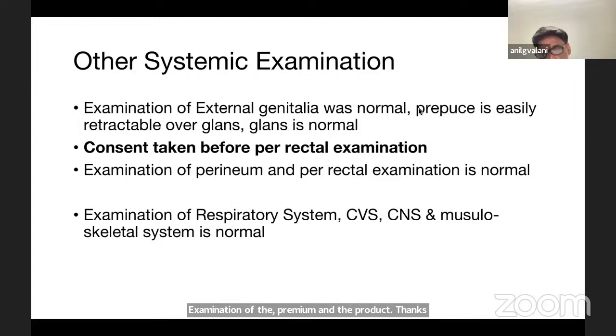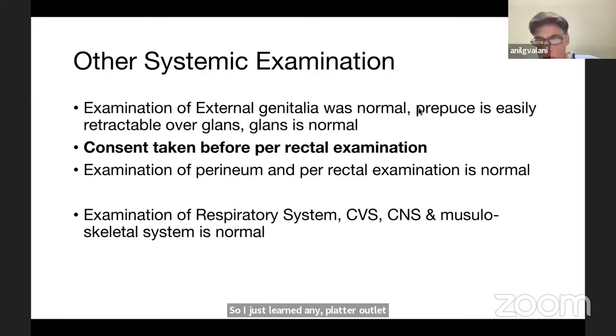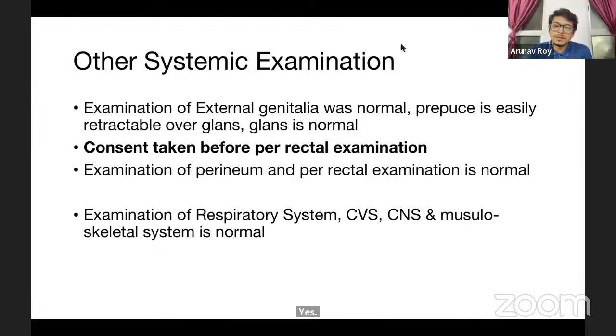Did you actually do the per rectal examination, or are you writing it up for the exam's sake? No, sir. I did per-rectal examination. In a 37-year-old male patient? Why? Just to rule out any... What do you want to rule out? Tell me. To rule out any bladder outlet obstruction due to prostate hypertrophy, sir. But it's a 37-year-old patient who has got no urinary symptoms. No urinary symptoms, sir. Okay, fine.